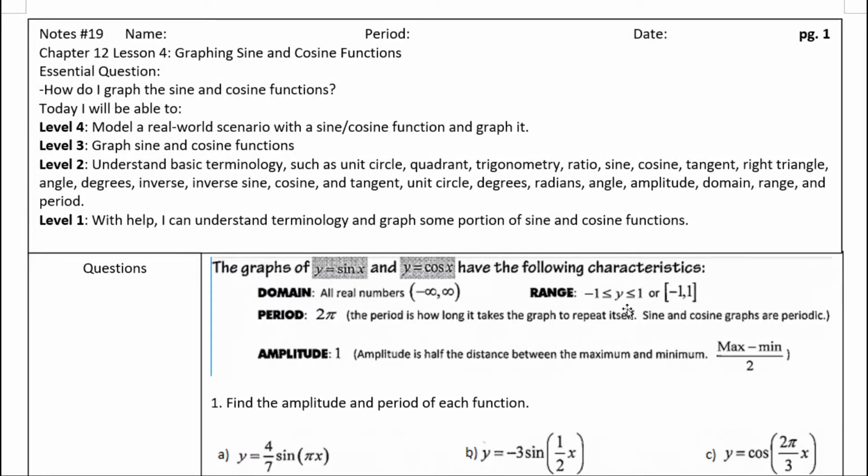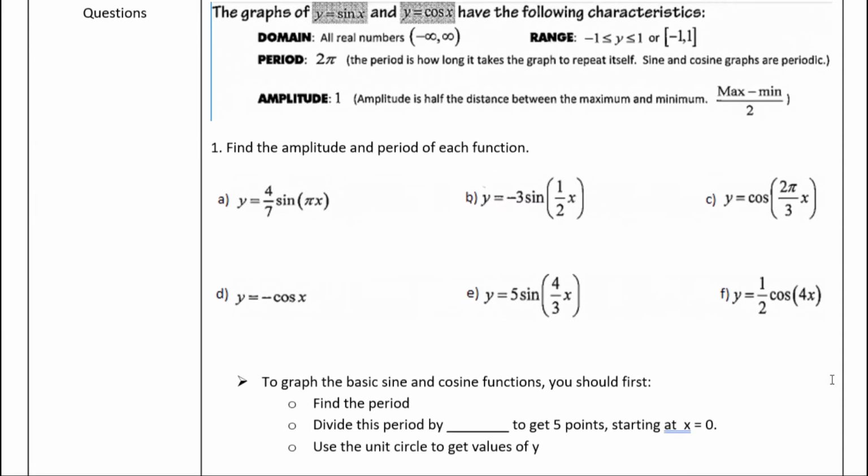So we're going to be looking at the graph of sine and cosine functions in this lesson. What we're going to be doing is using the unit circle that we studied in the past two lessons, most specifically the previous lesson, in order to help us find points and be able to graph. All right, so let's go ahead and get started.